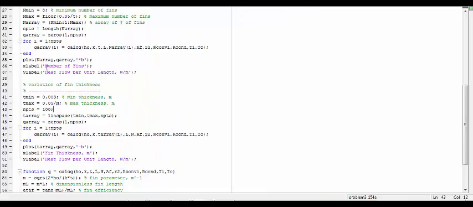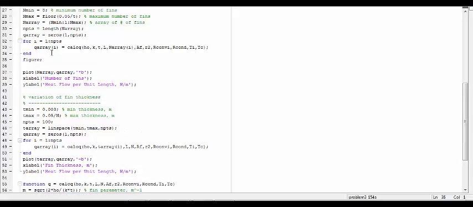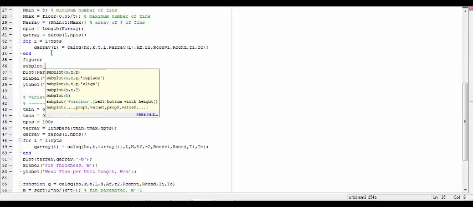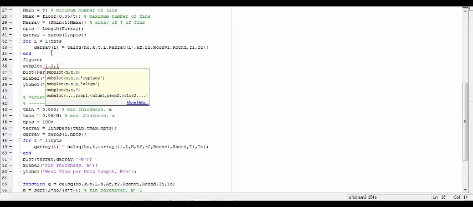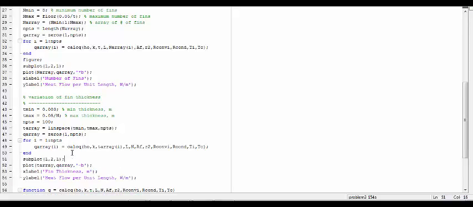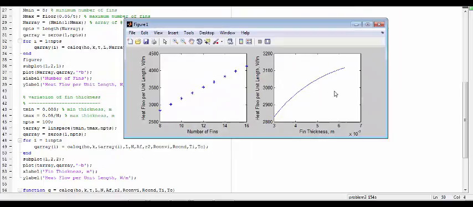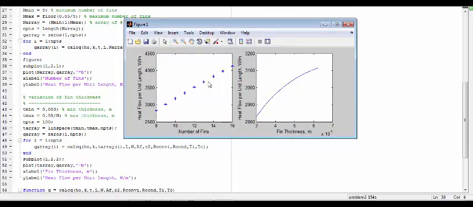So what we do instead is we're going to use a subplot command to allow us to compare these two plots side by side. So first we set up the figure, and then we use a subplot command. We're going to have two plots side by side, so we're going to say there's one row and two columns, and in the first slot will be the plot where we vary the number of fins, and then in the second slot we're going to vary the fin thickness. So if we run this, now we can see we get two plots side by side. And we can do a direct comparison between varying the number of fins and the fin thickness.